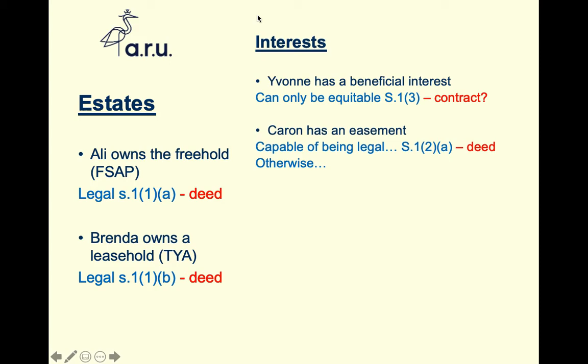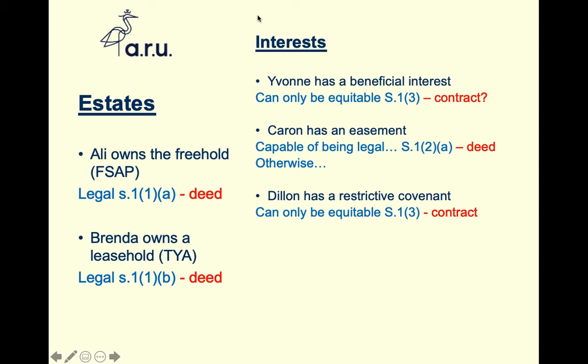Again, nothing to labour over too much at this stage. It's one of the elements of the seminar, and we'll be coming together to look at it in more detail and discuss it together. Dillon has a restrictive covenant, so that covenant to stop it being used for business purposes can only ever be equitable under section 1.3, and therefore evidentiary requirement for that as a piece of writing, we would need a contract. And the contract again would stipulate exactly what the elements are of that restriction, who benefits, etc.